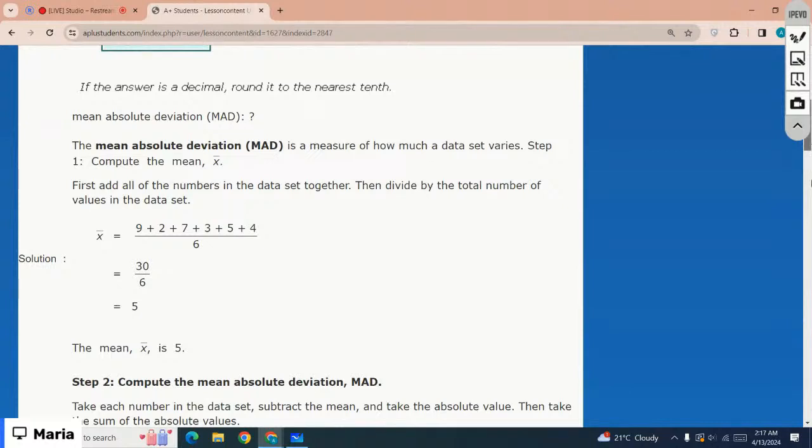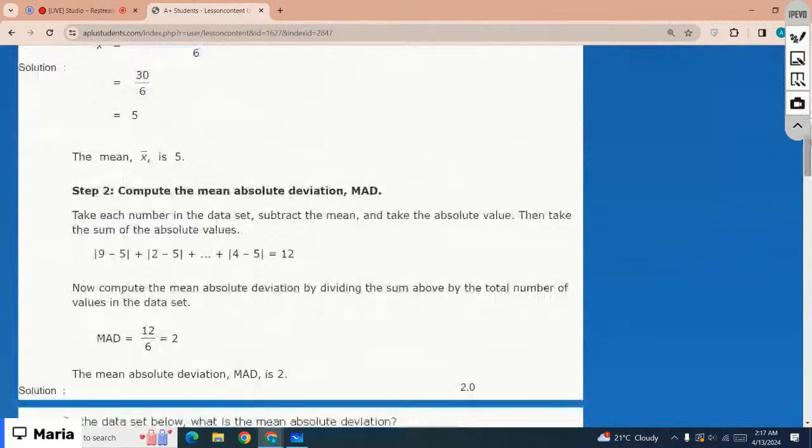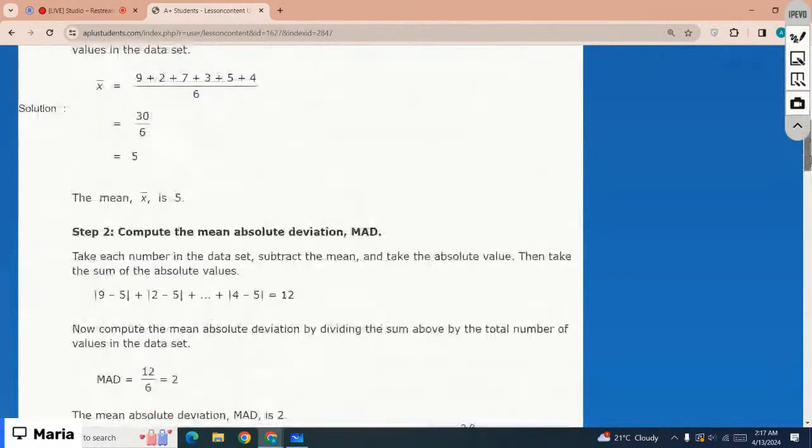Now take each number in the data set, subtract it from the mean and take the absolute value. Then take the sum of the absolute values, right? You have to subtract every number from the mean: 9 minus 5, 2 minus 5. The rest of the numbers are 7 minus 5, 3 minus 5, 5 minus 5, 4 minus 5. And take their absolute value. Absolute means no negative value, and simply add them. Their sum is 12. Divide by 6, so the mean absolute deviation is 2, right?